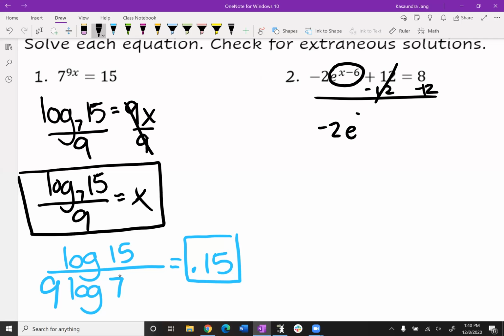And I'm still trying to get this e to the x minus 6 by itself. So how do I get rid of that -2? I feel like you would divide it. Nice, it is currently multiplied, so you do the opposite, you divide by -2 on both sides.